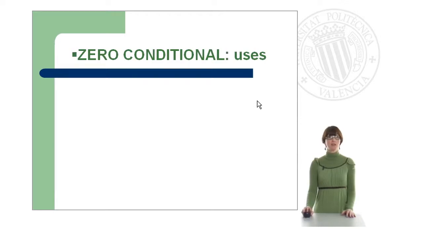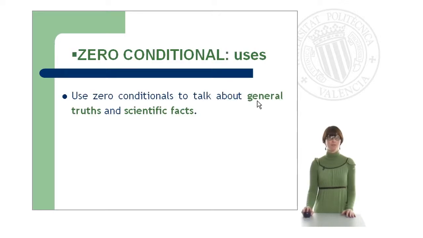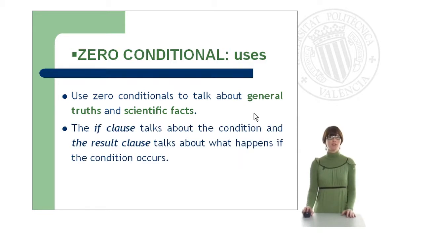Let's begin by having a look at zero conditionals. We normally use zero conditionals to talk about general truths and scientific facts. In zero conditionals, we normally have two clauses, the if clause and the result clause. The if clause talks about the condition, and the result clause talks about what happens if the condition occurs. We normally use the present simple in both clauses. Let's have a look at the examples on the screen.